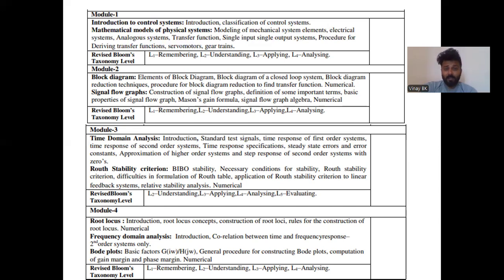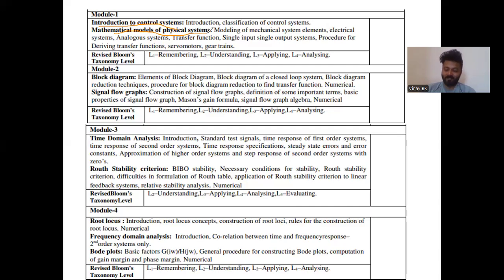Now I'm considering the EEE stream VTU syllabus for sixth semester as well as fifth semester engineering students. Totally five modules are there. Module 1 is Introduction to Control Systems. Here we'll have the introduction and classification of control systems, as well as mathematical models of physical systems, modeling of mechanical system elements, which includes translational system and rotational system.